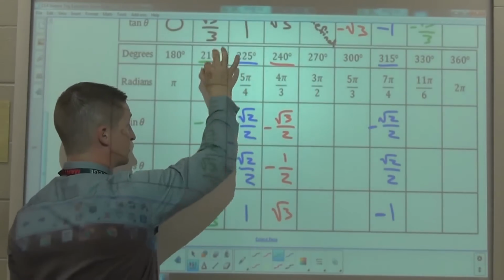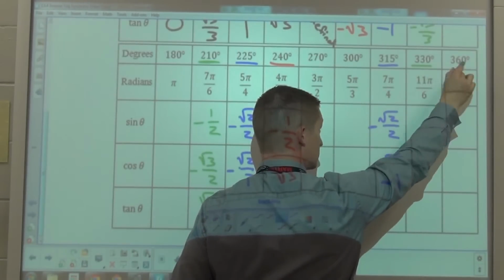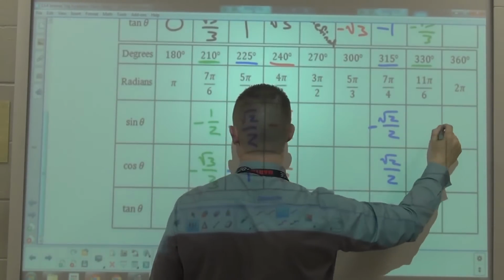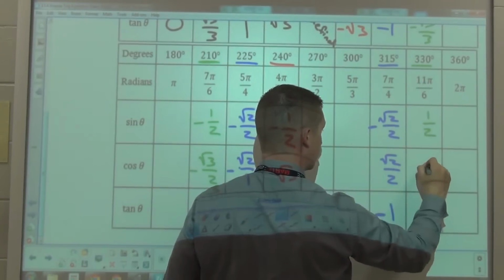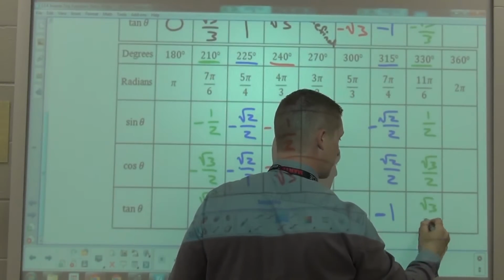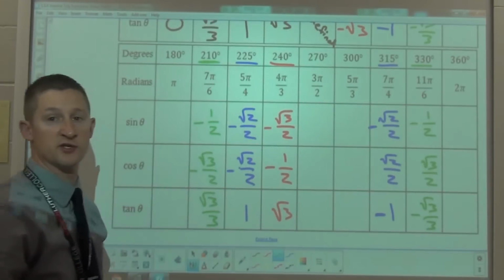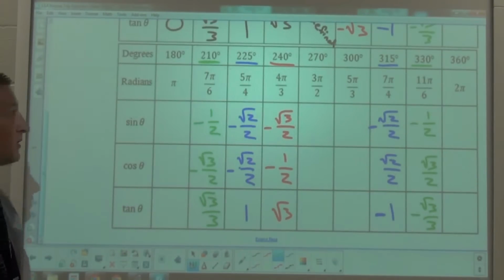Let's transfer these numbers for 210. This is the 30-degree reference angle. Well, 330 is 30 short of 360, so that will have the same reference angle, and thus the same values. 1/2, square root of 3 over 2, and square root of 3 over 3. Sine is negative, tangent is negative, cosine is positive. We're in the fourth quadrant.